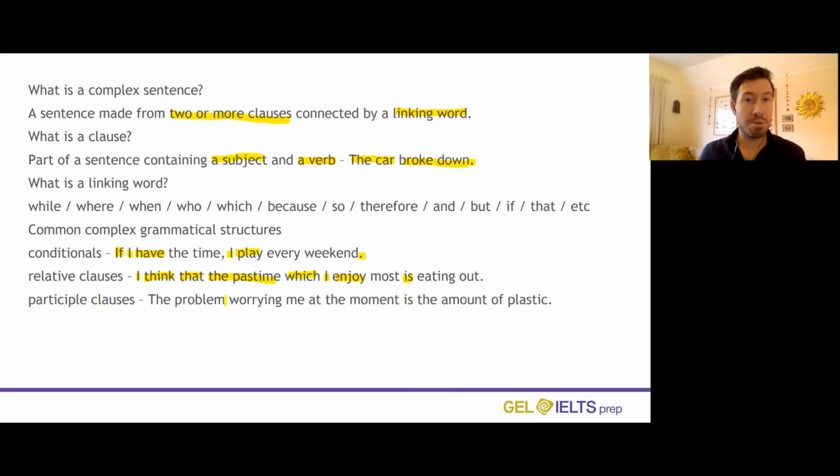Participle clauses. The problem worrying me at the moment is the amount of plastic. So we've got the problem worrying me. This is the subject, and then is the verb. So you've got subject and verb. So that's one clause, but actually then you've got this worrying, which means which is worrying me. So that actually is another clause there. That's called a participle clause. So you've got two clauses in there. This would be another complex sentence.